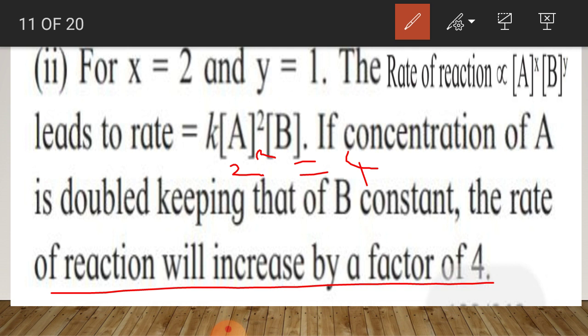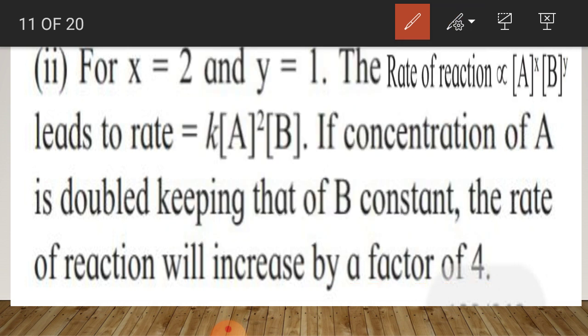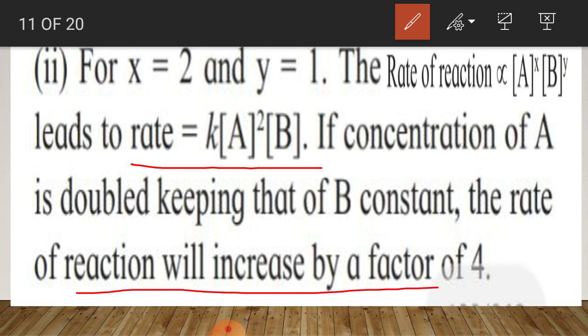Understood, student? So here for X is equal to 2 and Y is equal to 1, the rate equation is changed to this. And if the concentration of A is doubled, keeping B constant, the rate of reaction will increase by a factor of 4.